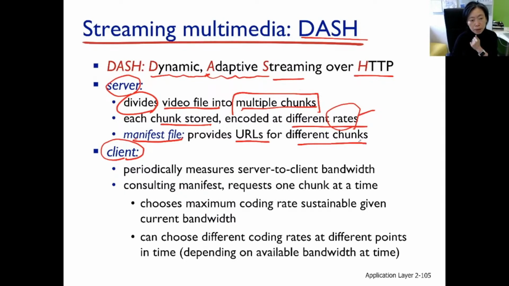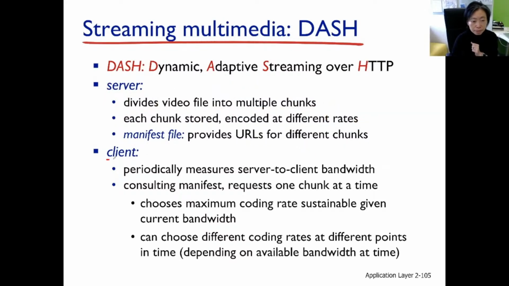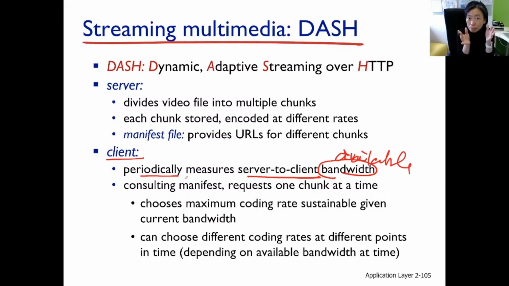Now, the client. What the client does is periodically measure the client-to-server or server-to-client bandwidth, meaning exactly the available bandwidth. Then, given this bandwidth limit, it consults the manifest file and requests the chunk the client is looking for at the time, choosing the maximum rate that is under the bandwidth limit. So it periodically measures the available bandwidth and picks the version of the chunk such that the rate is right below the limit.